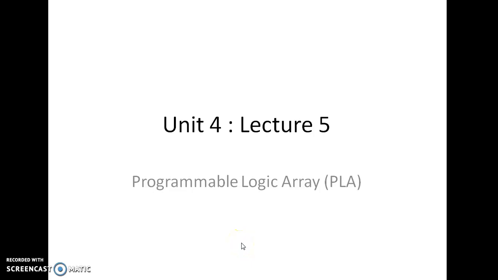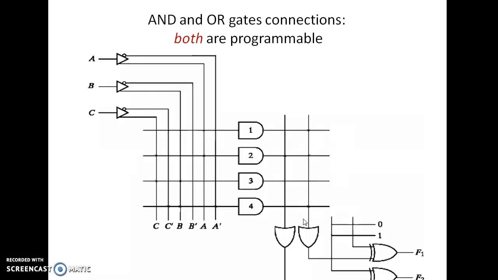Welcome to lecture 5 of Unit 4 regarding Programmable Logic Array. Already we have discussed PAL and ROM. Now we will be discussing PLA, Programmable Logic Array. In this, the difference is both AND gates and OR gates are programmable. That is the difference. That means you can use the fuses for AND gate connections as well as OR gate.